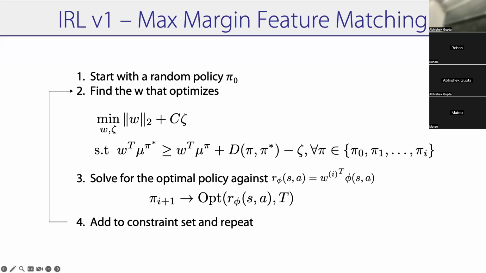W will give me some policy. I'm going to take that policy, add it to my constraint set, and I'm going to repeat, right? So you're going to continuously grow your constraint set until you find something that is better than all policies. Is this straightforward? Yeah, essentially.